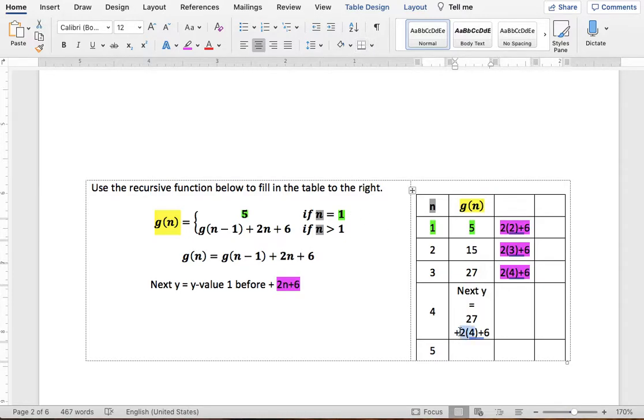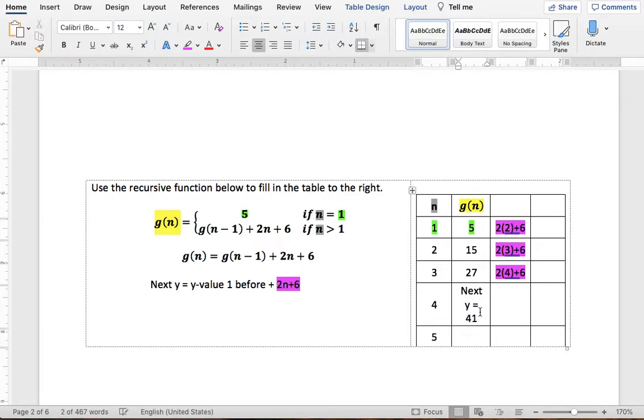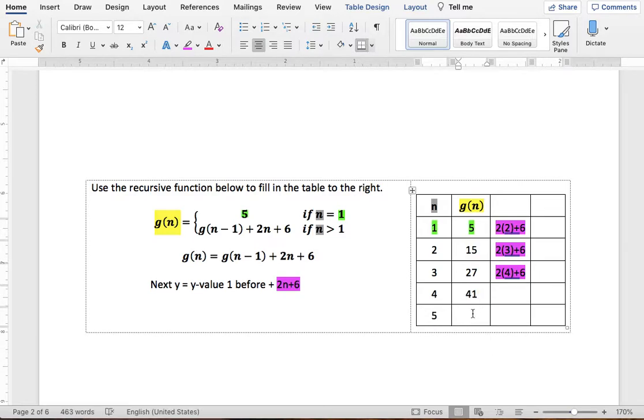Let's do this. 2 times 4 is 8. 8 plus 6 is 14. 14 plus 27 is 41. So our next y value is 41. Last one.